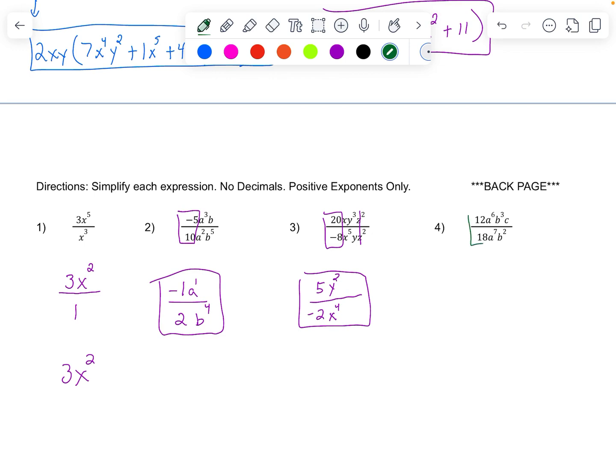All right, number 4, last one here. We'll look to reduce 12/18. Okay, once again, using your ABC button on your calculator helps you simplify it. We get 2/3. And then A's, 6 on top, 7 on the bottom. There is 1 more on the bottom. B's, 3 on top, 2 on the bottom, 1 more on top. And C's, there was 1 on top, nothing on the bottom, so it's just going to stay on top. And those are your solutions for your bell work answers.